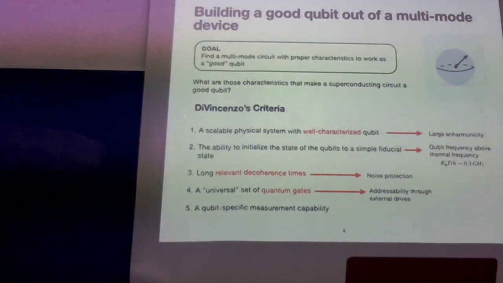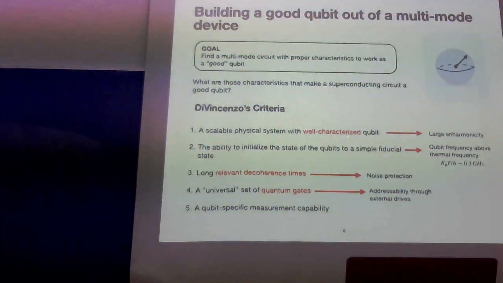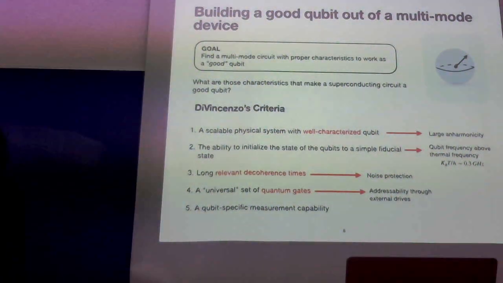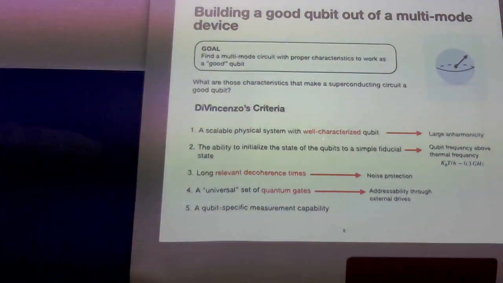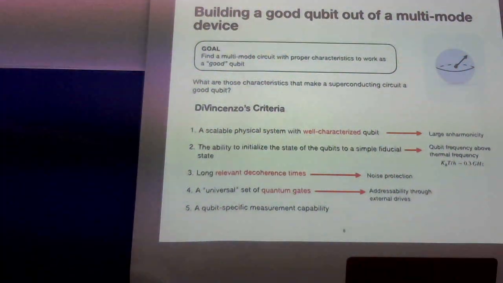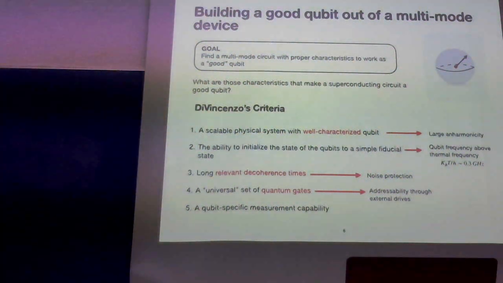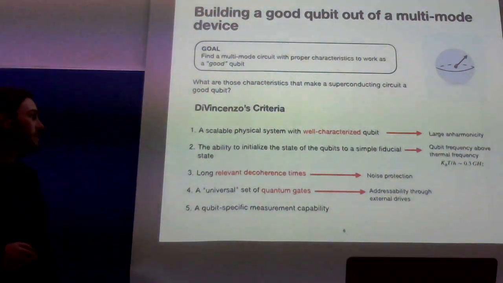The first one is we need to find a scalable physical system with well-characterized qubits. The scalable part, I'll speak about in another talk, but now we want to care about the well-characterized part. This well-characterized part, we can translate into having a system where the anharmonicity between the computational states and the rest of the spectrum is large, so we have large anharmonicity.